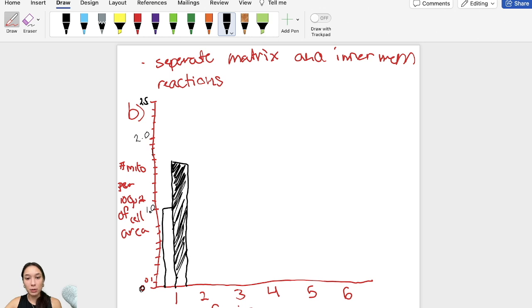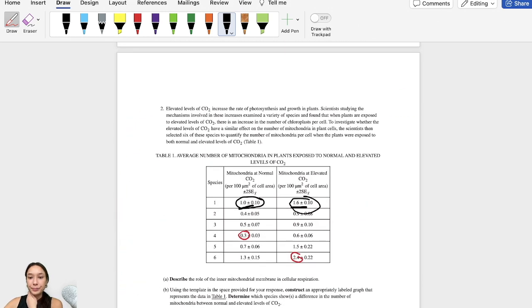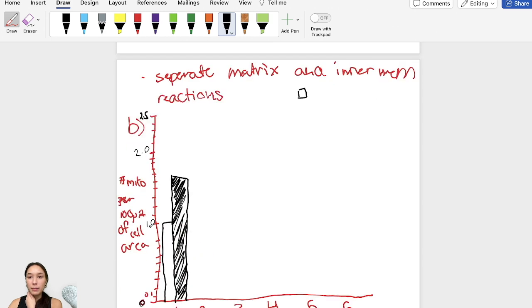You can do something simple like coloring it in, stripes, whatever it may be, as long as you put a distinct difference between the 2 bars so you can see them separately. You would also have to do a legend because of this. So my legend would then look like this, where I have a blank square, which is going to represent normal CO2 environment. You will 100% lose marks if you don't do this, okay? And then I'm going to draw another square and color it in to show that that represents increased CO2.